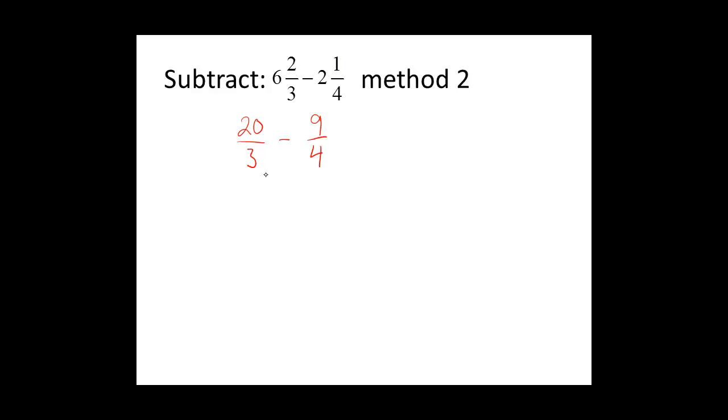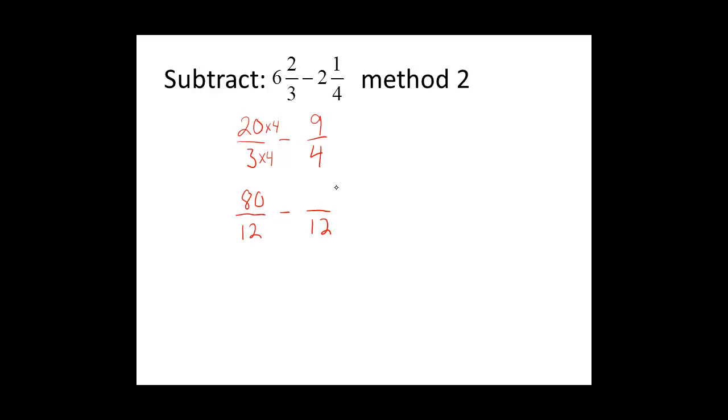Now we need to find a common denominator. As we learned from the last problem, the common denominator of 3 and 4 is 12. So we need to write these fractions with denominators 12. We multiplied 3 times 4 to get 12, so we need to multiply the numerator as well times 4. So 20 times 4 is 80.